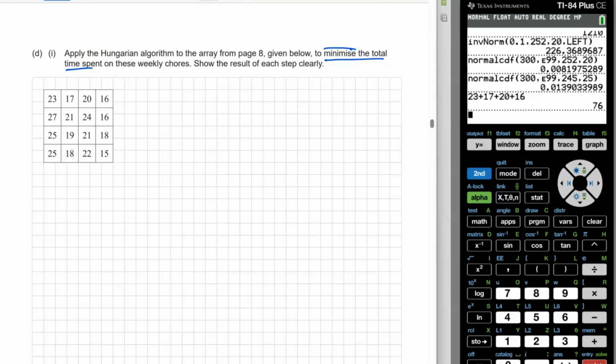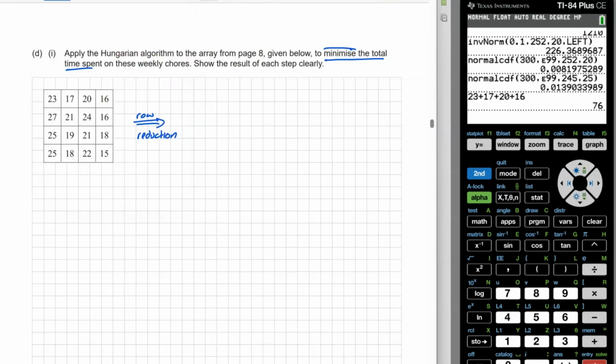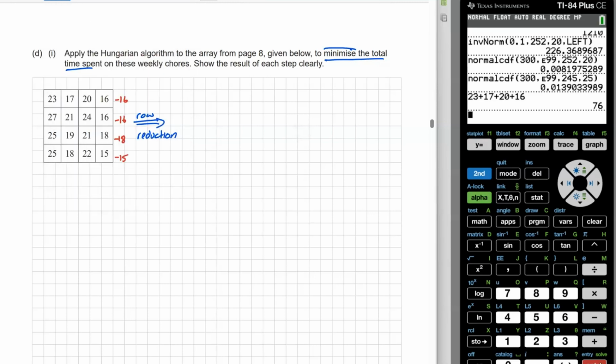Actually, I might just move that a little bit closer just in case I need it. So when we do a row reduction, we're looking down each of the rows, finding the smallest number, and that's what we're going to subtract from each row. So I'm going to take 16 from the first row, 18 for the next row, and then what's the number? The next smallest is 15.